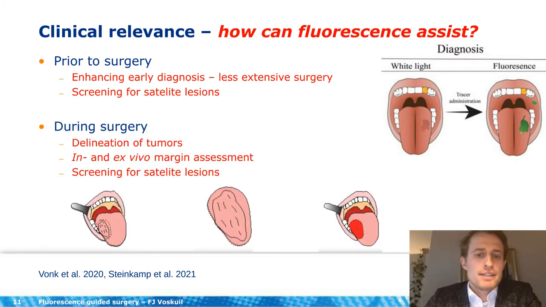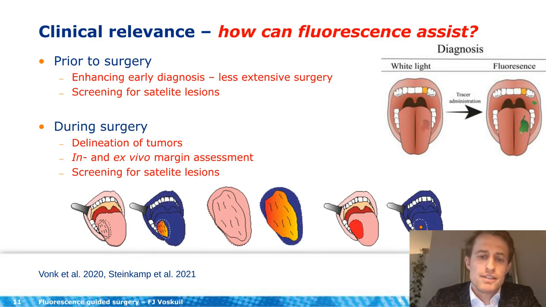And during surgery, it can assist us in delineation of the tumor. It can help us in margin assessment. And again, we can screen for satellite lesions. So from no information, we think we should light up the tumor, which gives us information prior to the incision, during the surgery, and after the surgery, in the surgical cavity, as you can see in the right bottom image. If there's a fluorescent spot left, that might be tumor which is left, and during the initial surgery, it's often way easier to do an immediate re-excision than a couple of days after.